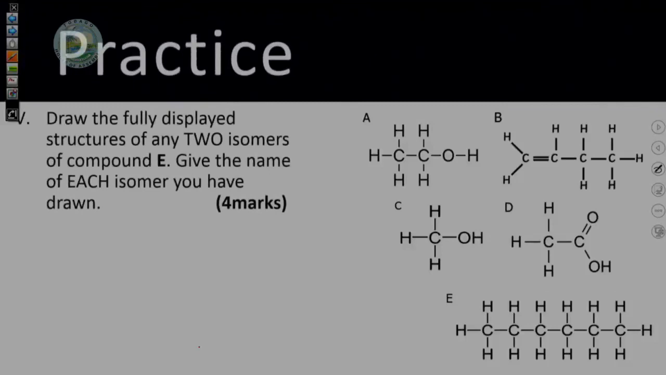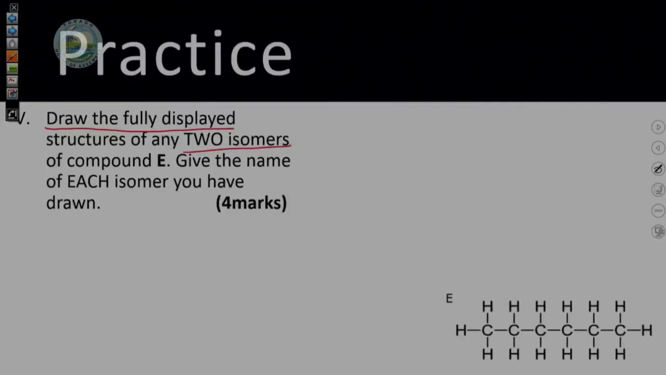All right. So let's look at the next question, 5. This is going to be the last one, I believe. Yes. Draw the fully displayed structures of any 2 isomers of compound E. So we're looking at compound E. Give the name of each isomer you have drawn. So we're going to draw how many? They said draw the fully displayed structure of 2 isomers of this compound, which is E. So let's make some space here so we can draw these 2.